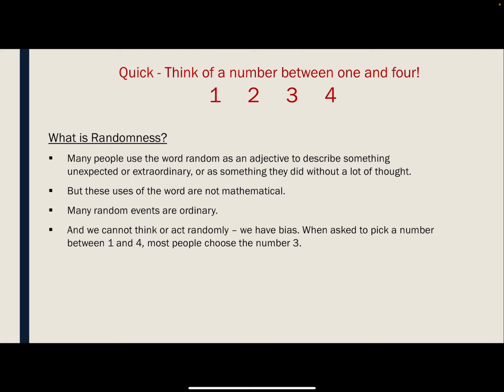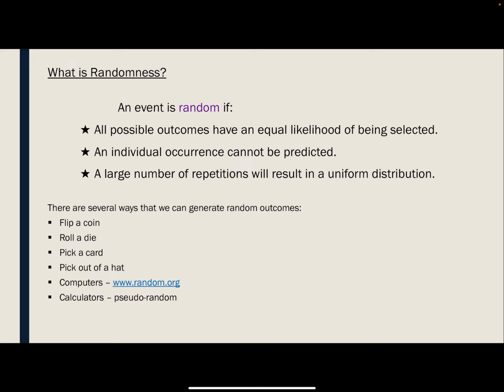So how do we actually generate a random event? Well, one way that we can do it is rolling a die. What makes rolling a die random? So let's talk about what randomness is instead of what it isn't. So an event is random if all possible outcomes have an equal likelihood of being selected. So again, think of rolling that die. Number 1 is as equally likely to show up as number 5 or 6 or 4 or 3 or 2, right? Each one has an equal likelihood of showing up.